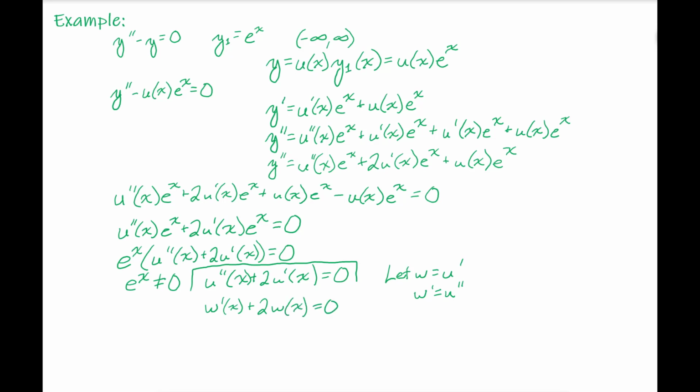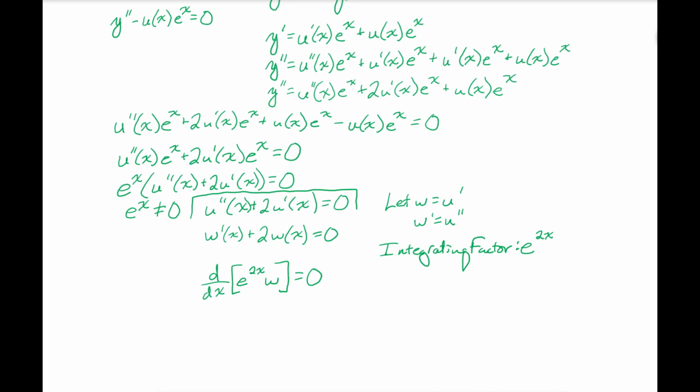And now this is a first order differential equation. It's a linear first order differential equation. So I can use an integrating factor to solve it. And if I work with that, my integrating factor is going to be e to the 2x. So what I really have here is the derivative with respect to x of e to the 2x w equals 0. So when I integrate, I'm going to end up with w equals c1 e to the negative 2x.